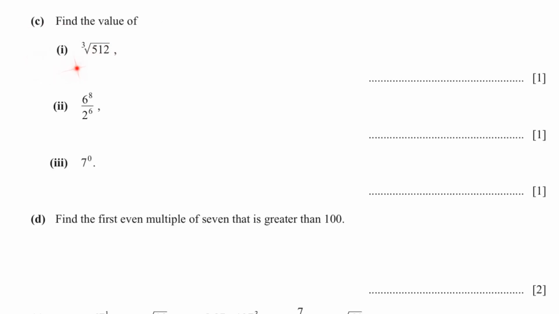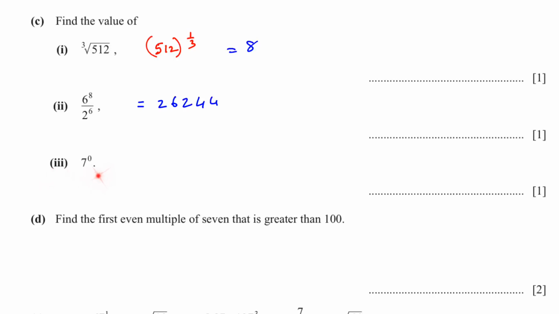1c. Find the value of cube root 5112. 5112 cube root can also be written as this. When you put this in the calculator, you will get 8. Now you have 6 to the power of 8 over 2 to the power of 6. Put this in the calculator, you will get 26244. These are basically very easy questions. You just need the use of a calculator.